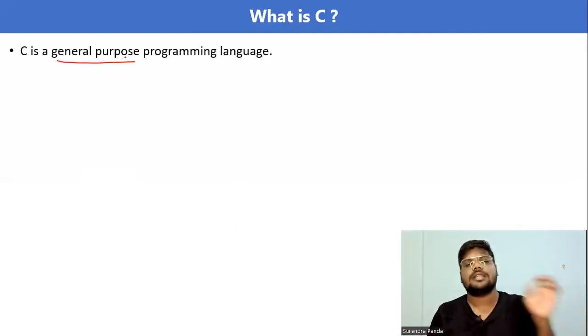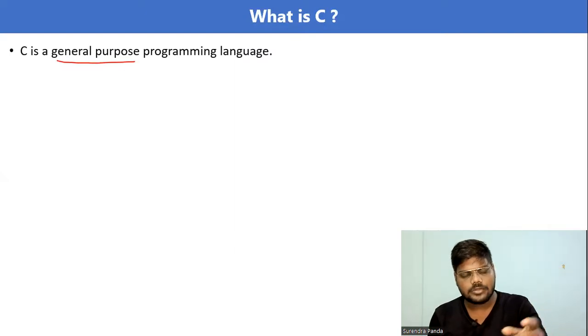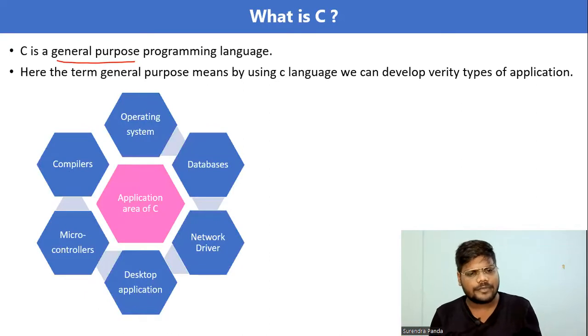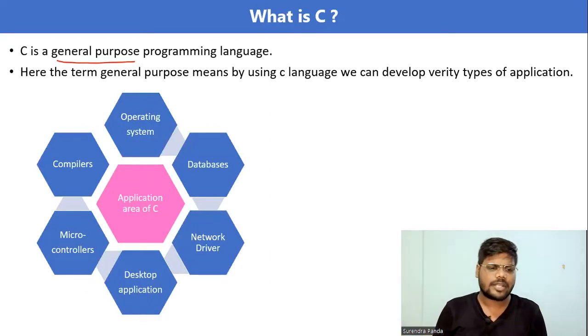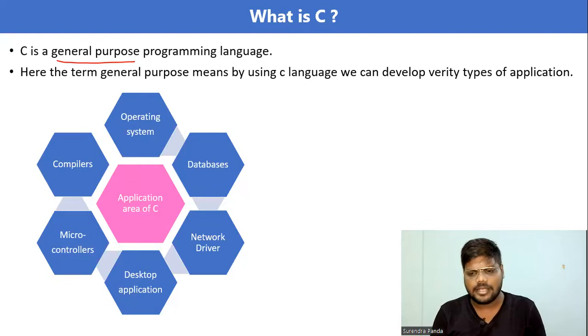No, sir. General purpose means by using C language, you can develop a variety of types of applications. Sir, what are the variety of types of applications? Operating systems, databases, network drivers, desktop applications, compilers, microcontrollers, games, everything you can develop. Is it clear? Fine.